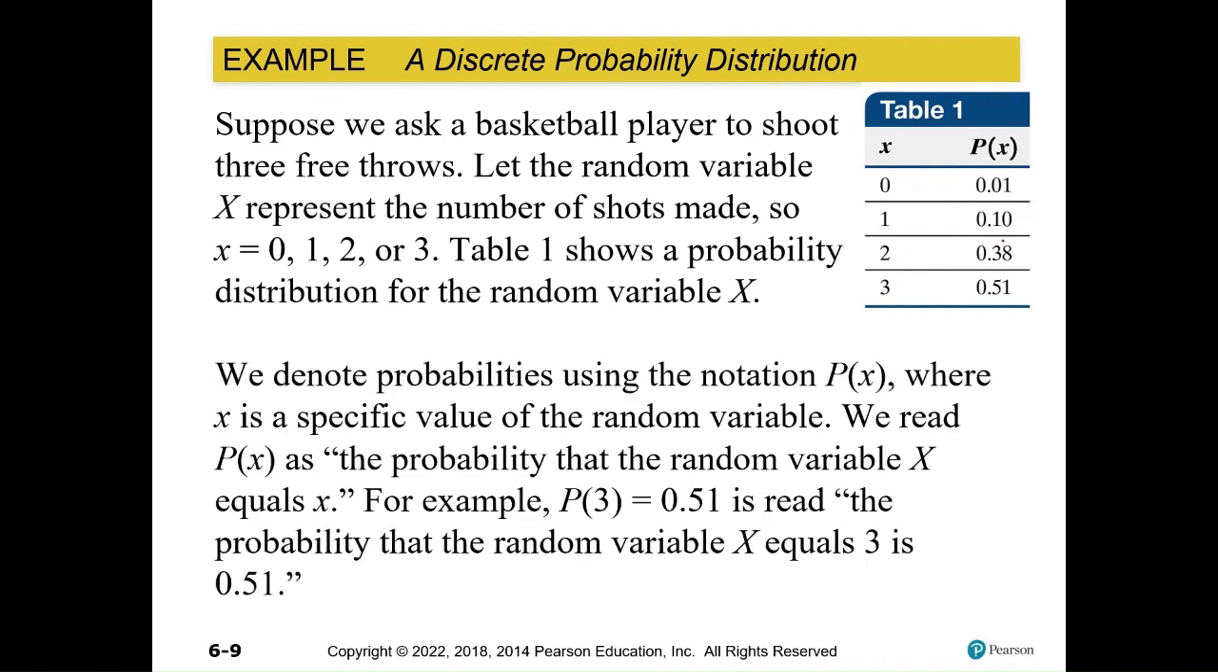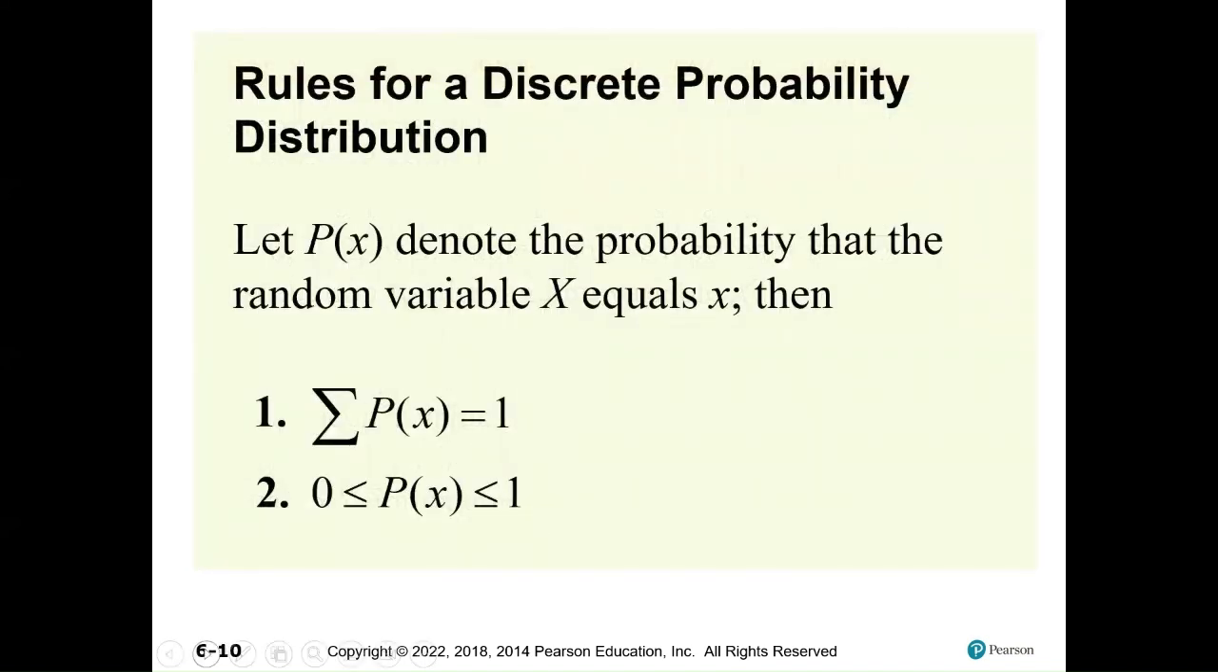We can denote any probability P of x. You know that from chapter 5, where x then is the specific value that we want to know. So we read P of x as the probability that the random variable X equals x. For example, P of 3 is asking what's the probability that you get 3 free throws? And the probability of getting 3 free throws is 0.51. So in order for us to have a discrete probability distribution, if I add all of the probabilities together, they should sum to exactly 1. And every single probability should be between 0 and 1 inclusive. So when I asked you in chapter 5, is this a probability distribution, you checked for these two things. You added all the probabilities together, and if they sum to 1, you said yes, it's a probability distribution, as long as every single one of those was between 0 and 1.